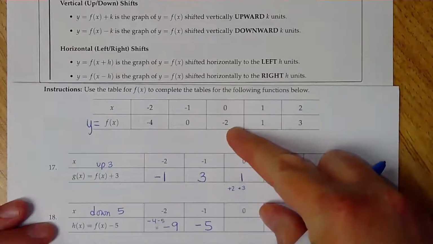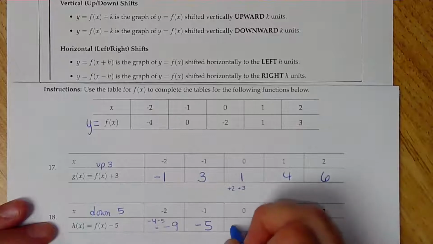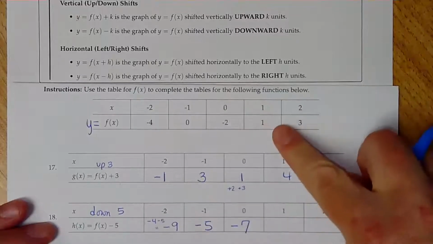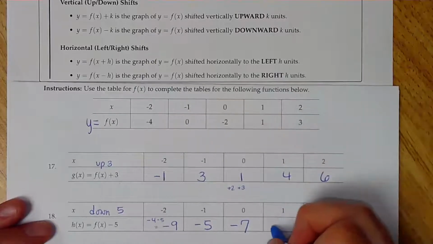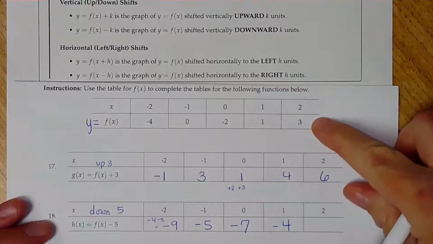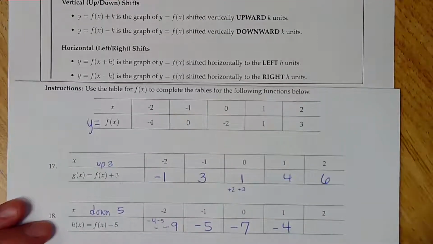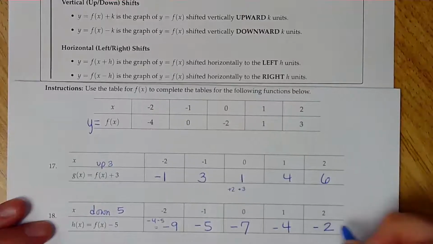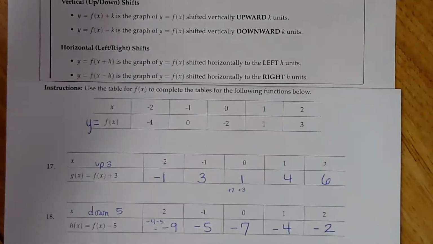F of 0 was negative 2, but I need to take it down 5 more, so that'll give me a negative 7. F of 1 was 1, but I need to subtract 5 off, so I get a negative 4. And then f of 2 is equal to 3, but I need to take 5 off of that, so that gives me a negative 2. All right, so there are some examples with the up and down part of that.